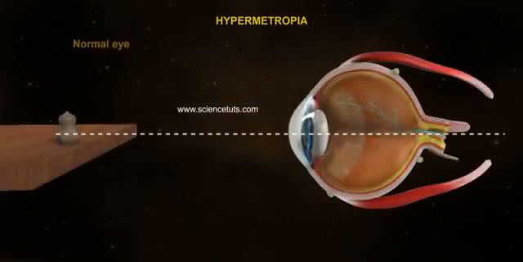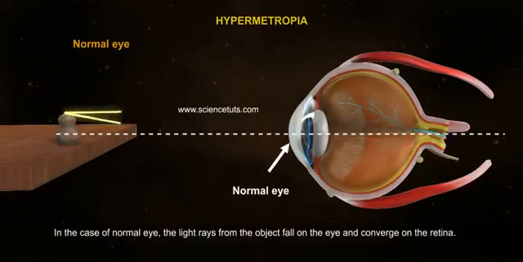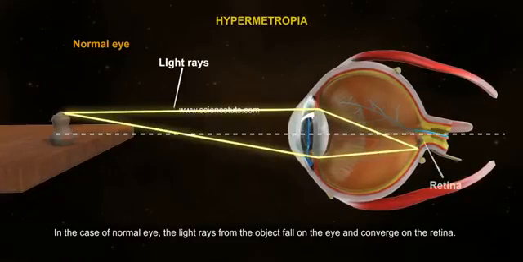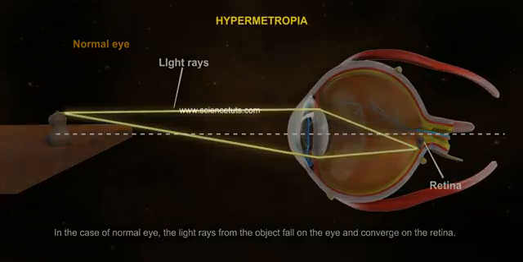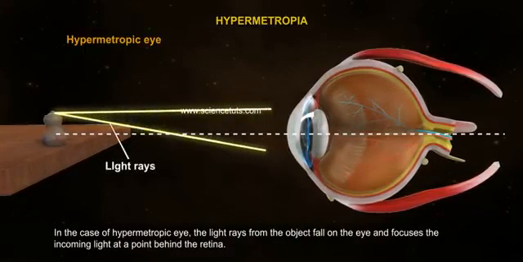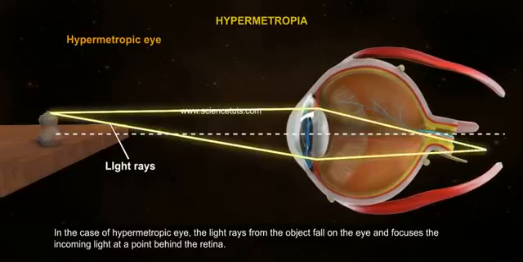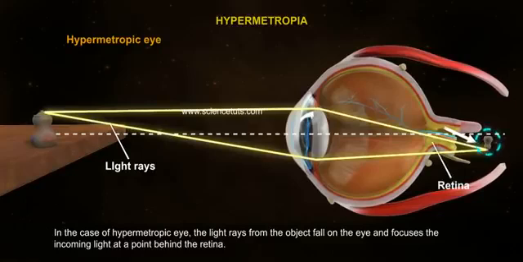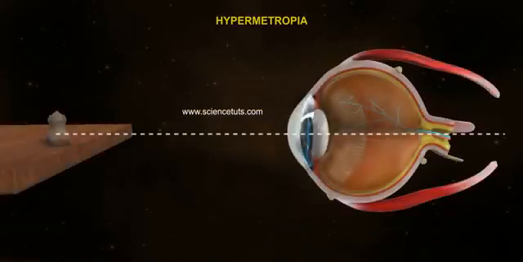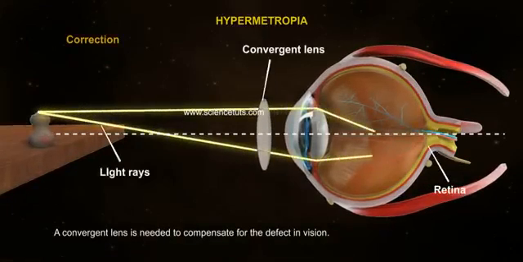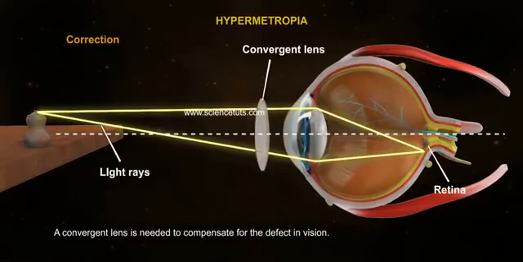Hypermetropia. In the case of normal eye, the light rays from the object fall on the eye and converge on the retina. In the case of hypermetropic eye, the light rays from the object fall on the eye and focus the incoming light at a point behind the retina. The correction for hypermetropic eye. A convergent lens is needed to compensate for the defect in vision.